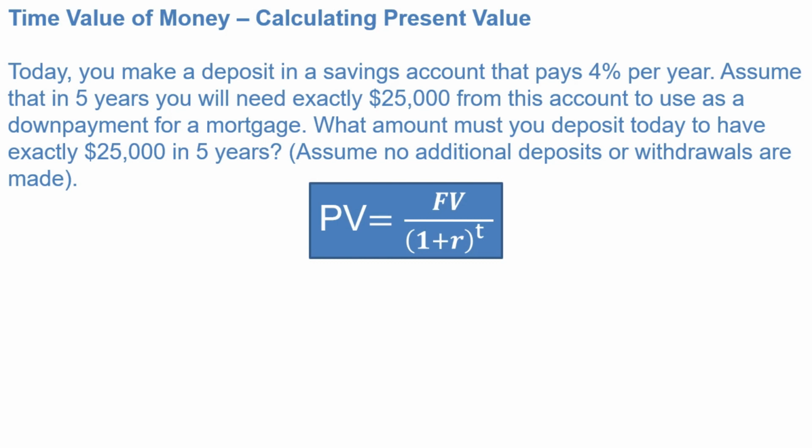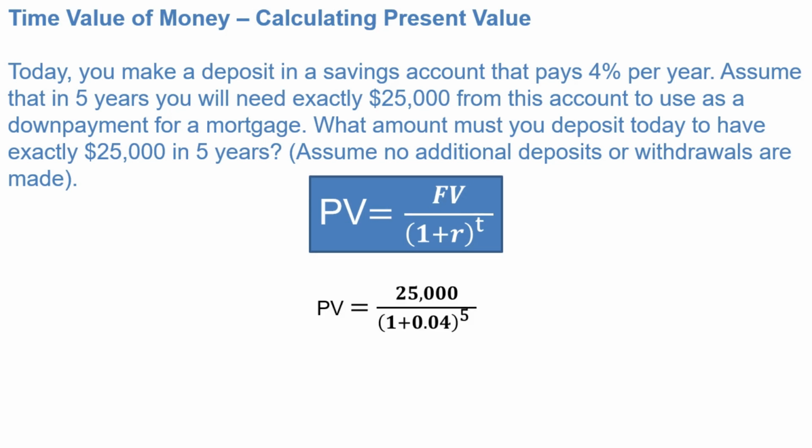This is what it looks like when we sub in that information into this formula. As you can see here, we get the $25,000 future value divided by 1 plus 0.04, which is 4%, to the exponent 5. When you solve that, it equals $20,548.18. So in other words, we can interpret this as we will need to deposit $20,548.18 today to have $25,000 in this account in 5 years.